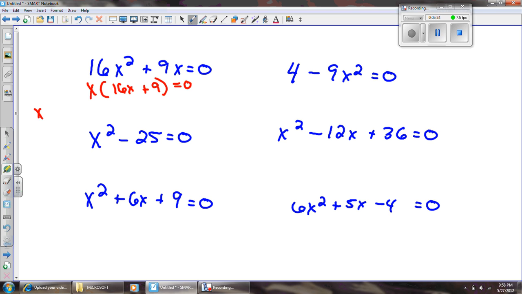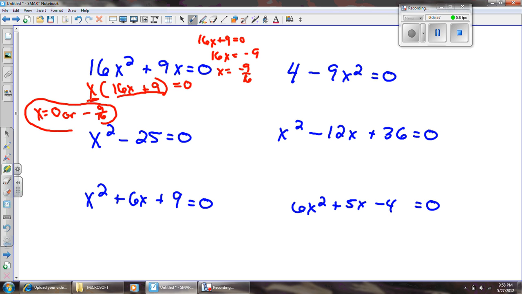Right off the bat, I can see that x equals 0 is one of my answers. And then I can set this equal to 0. 16x plus 9 equals 0. 16x would equal negative 9. X would equal negative 9/16. And there is my other solution.